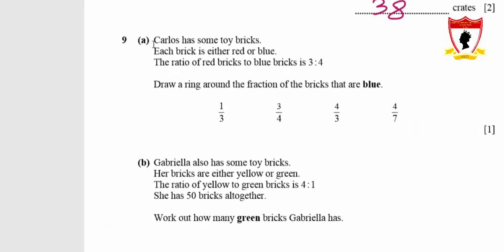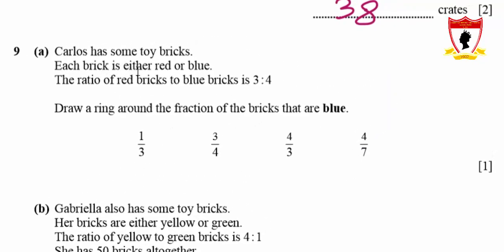Question 9a. Carol has some toy bricks. Each brick is either red or blue. The ratio of red bricks to blue bricks is 3:4. Look, the red is written here before the blue. It means the first number represents red. The first number is for the red bricks, and the second number in the ratio is for the blue. Why? Because a ratio is always respectively.